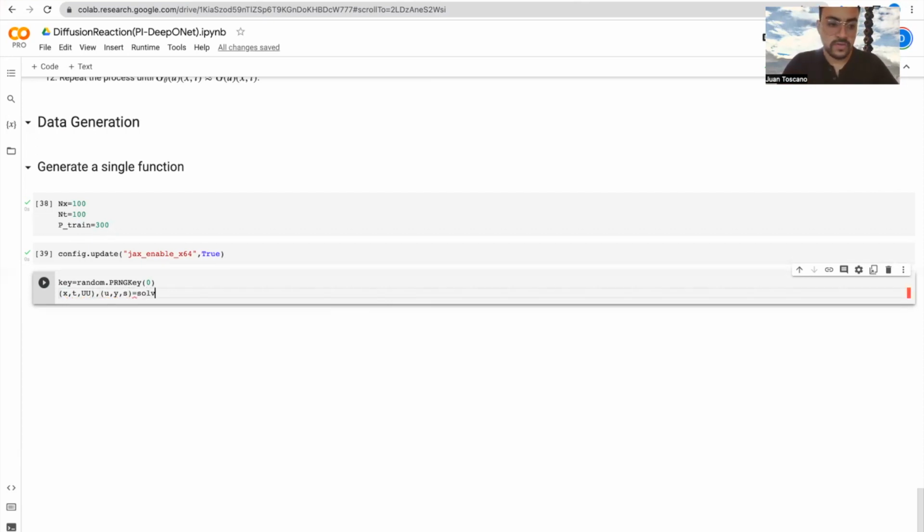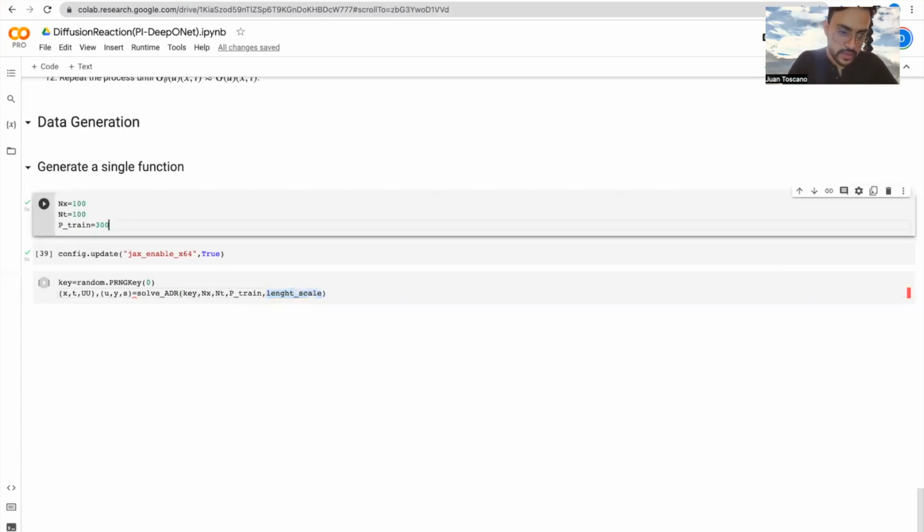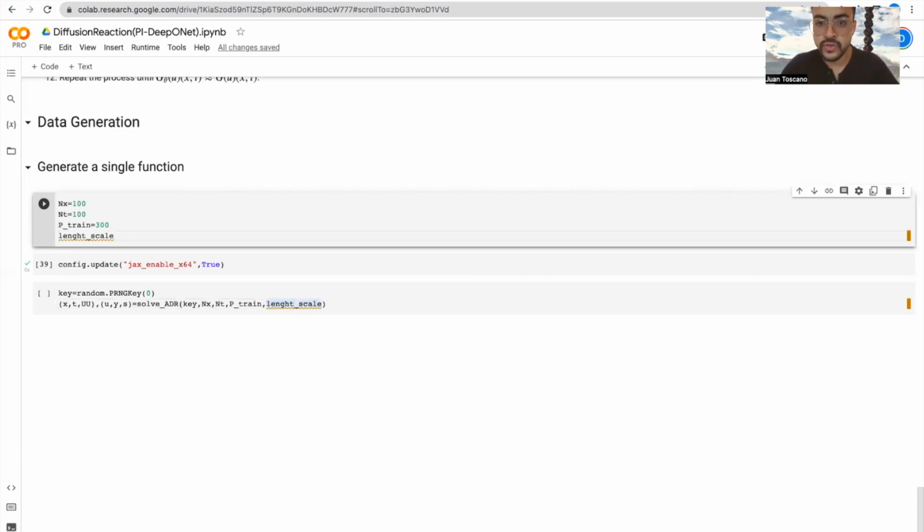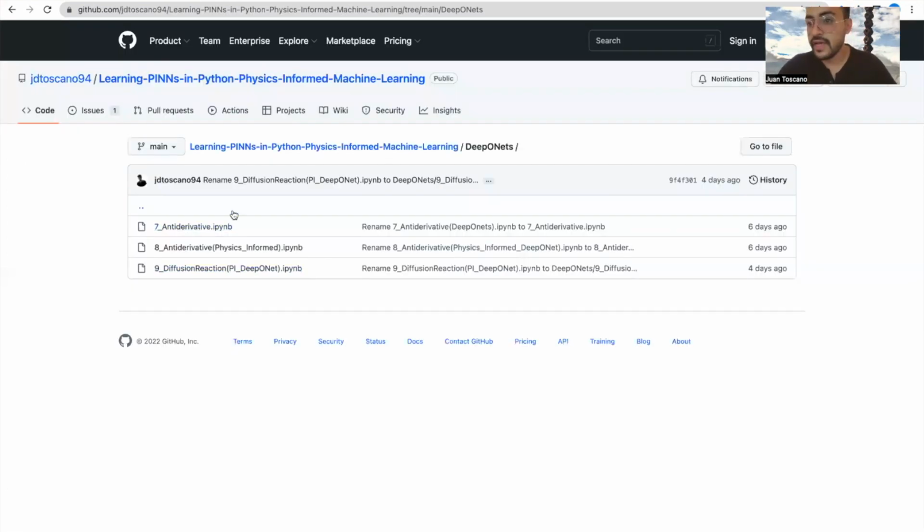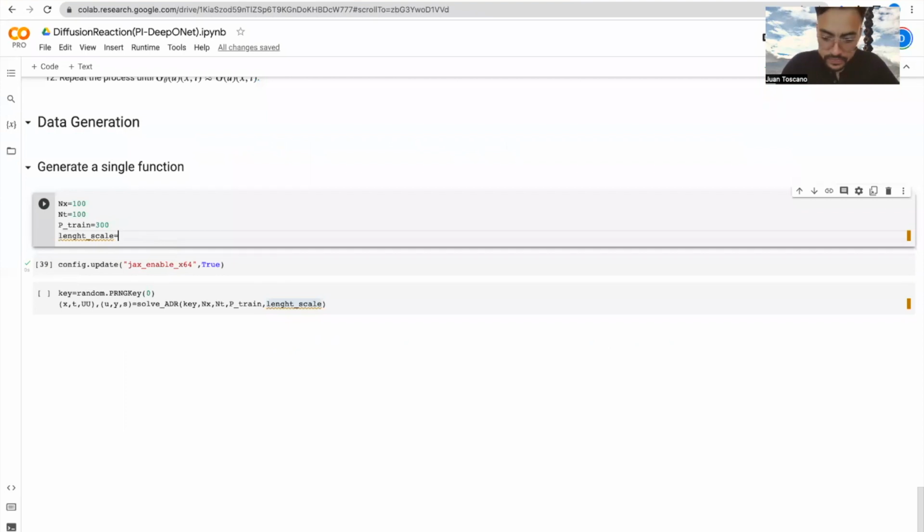So it would be solve_ADR. It takes the number of steps in x, the number of steps in t, the number of output sensors, which will be P train, and also a length scale. This is used to generate the input functions. If you're curious about this, I encourage you to review the antiderivative tutorial. There we open that function a little bit to see how it works. Okay, so the length scale 3.2, and we are good to go.